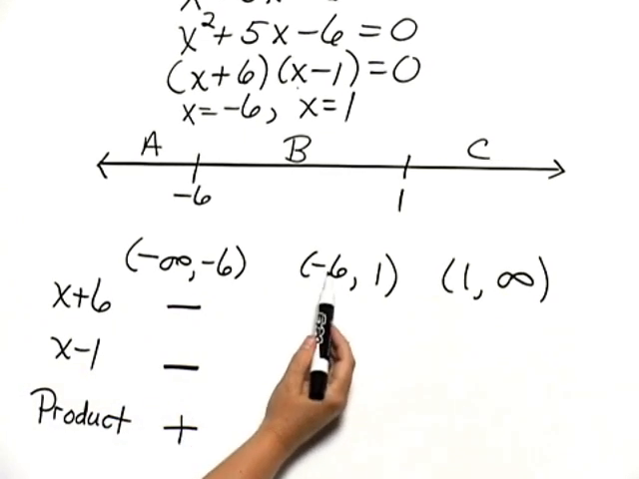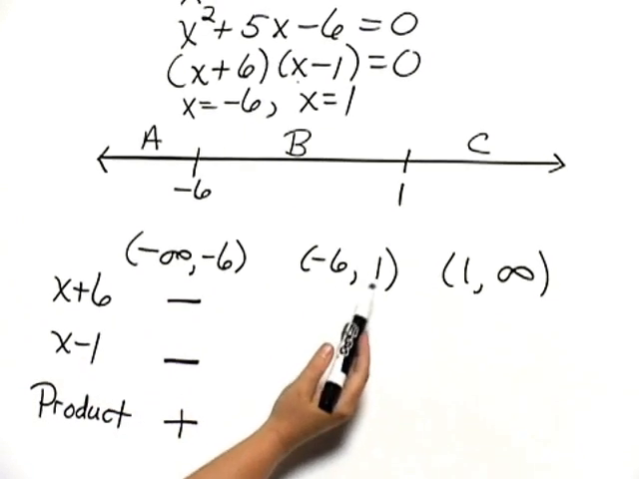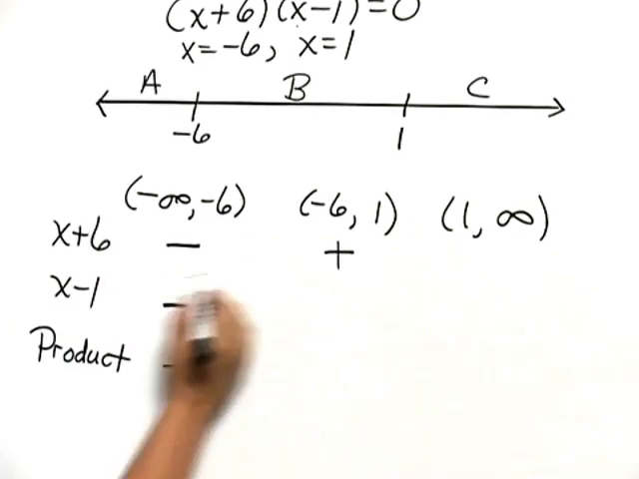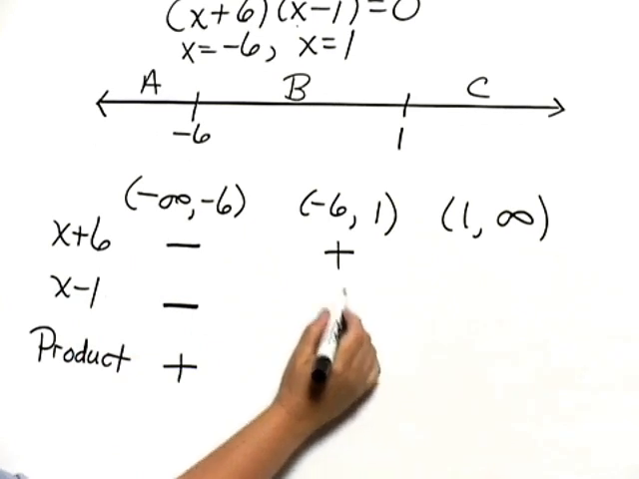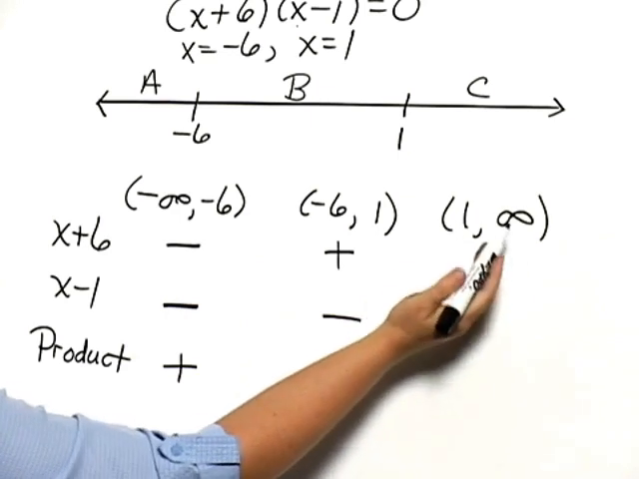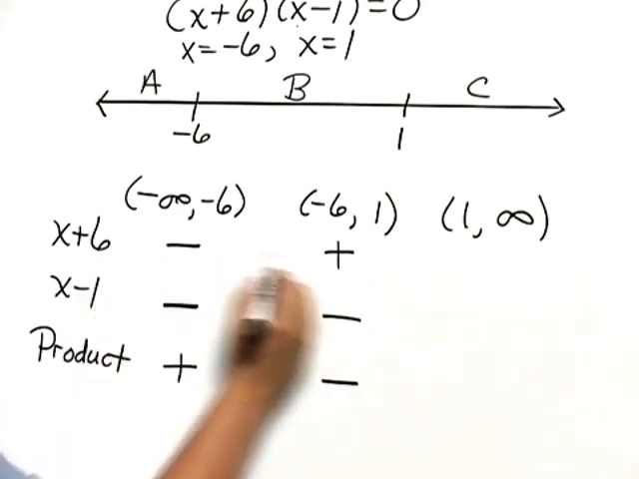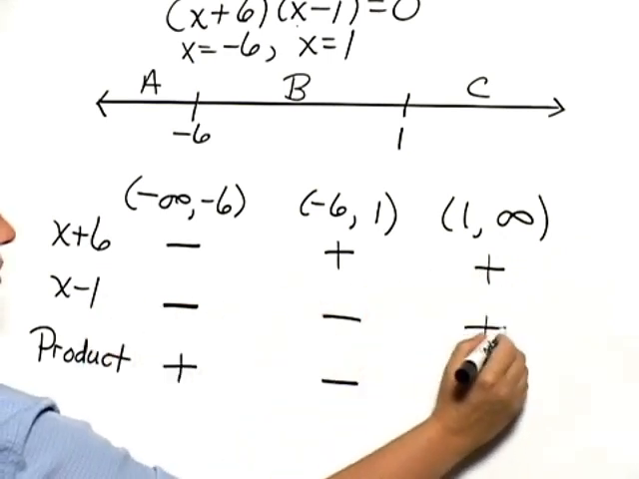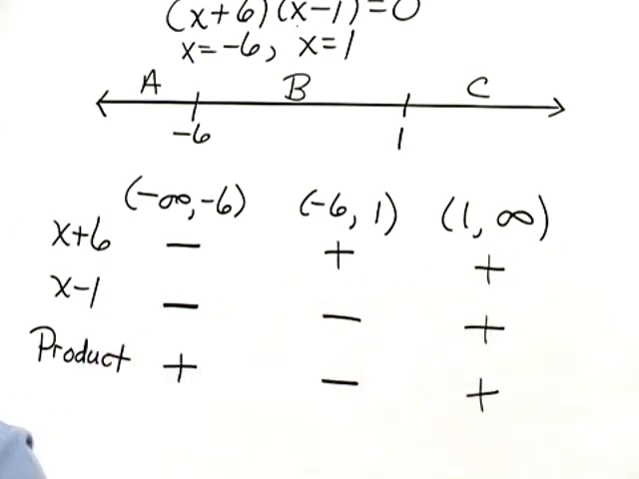Let's think here for x between negative 6 and 1. For example, if x were 0, then this factor would be positive, this factor would be negative, and their product would be negative. When x is greater than 1, say 10, for example, this factor would be positive, and this factor is positive, so their product is positive.